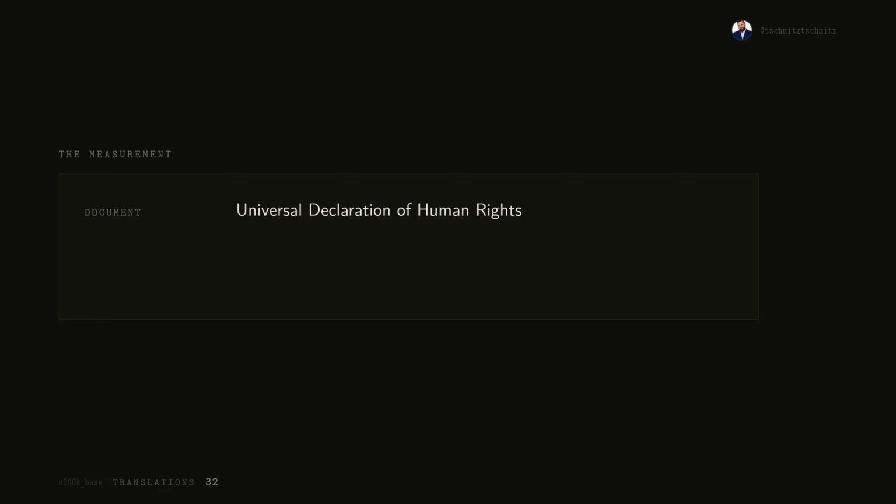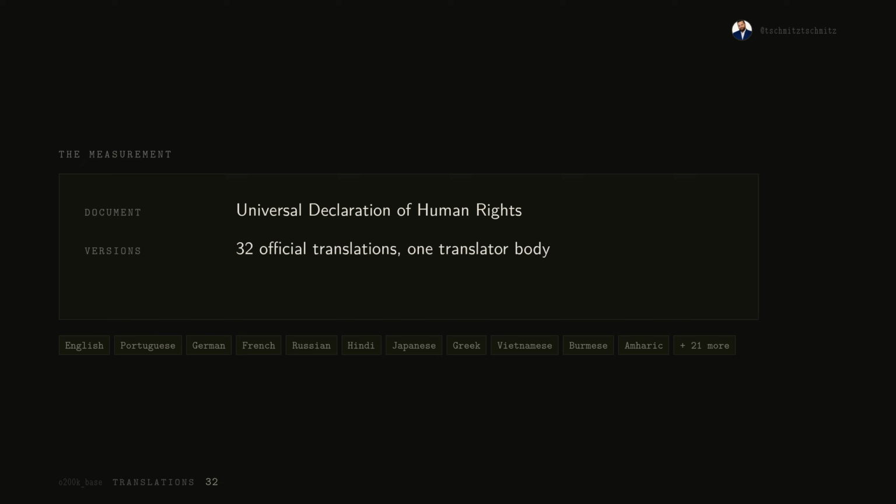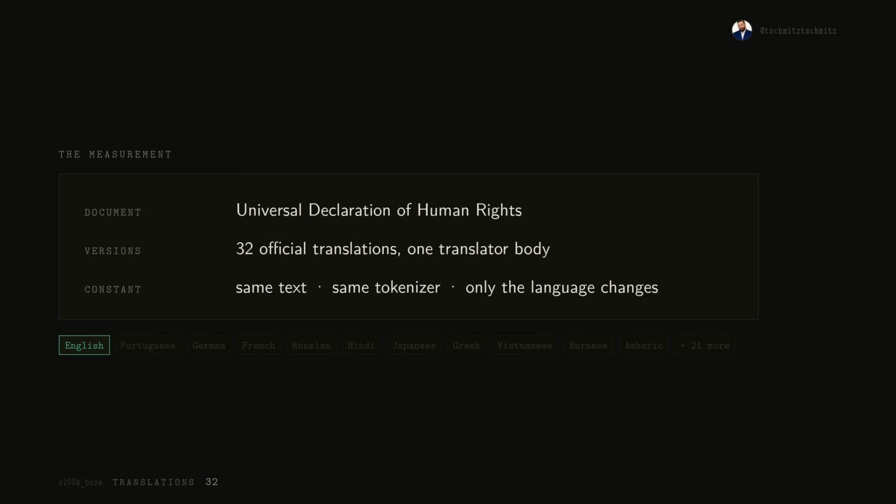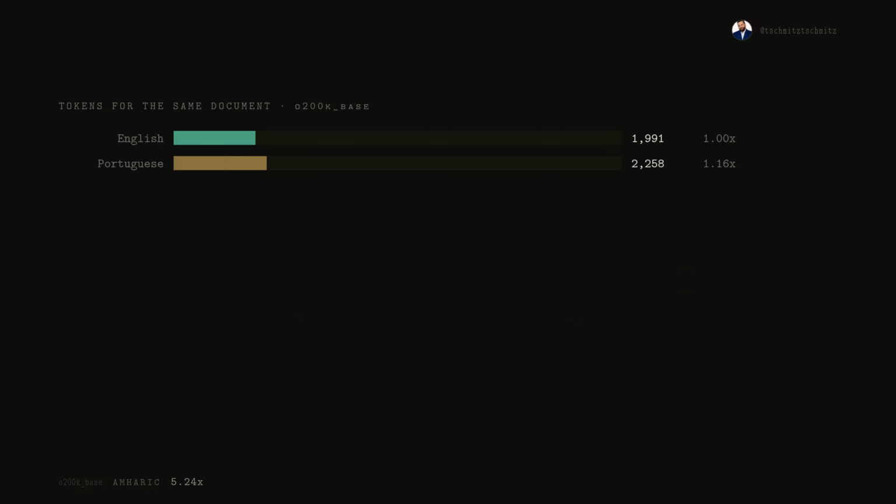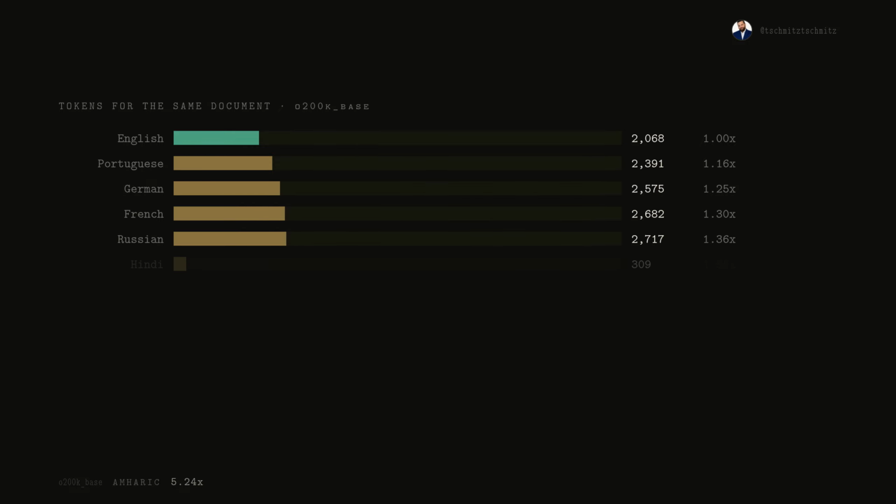Want to repeat it yourself? Here is the whole setup. 1 document, the Universal Declaration of Human Rights, in 32 official translations by the same body. Same text, same tokenizer, every single time. The only thing that changes is the language. English lands at 2,068 tokens. That is your baseline. Portuguese costs 16% more.